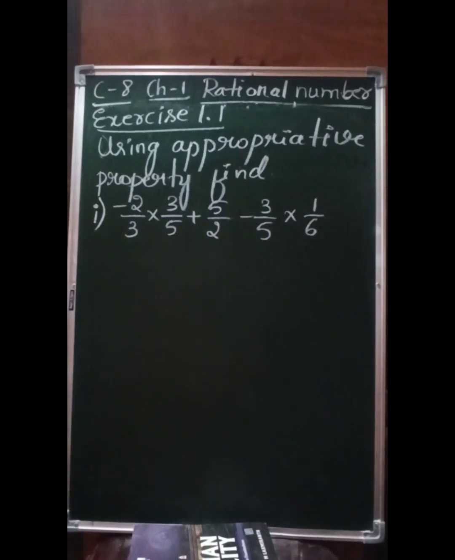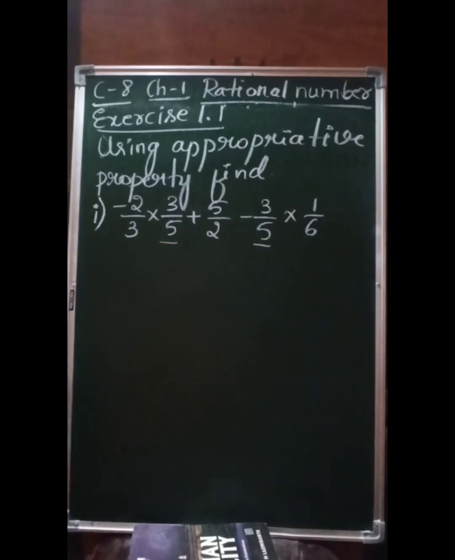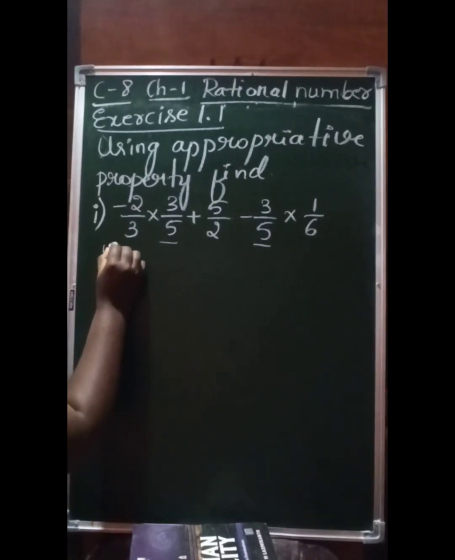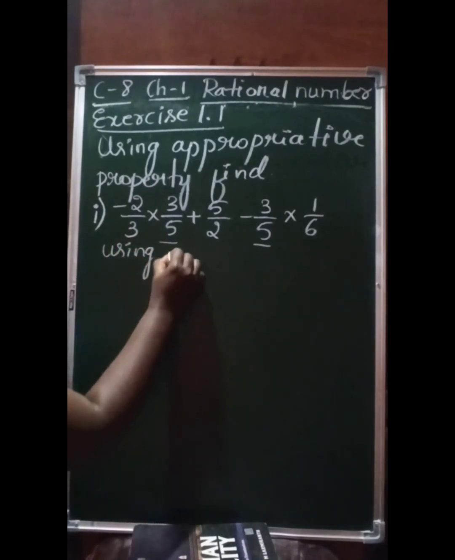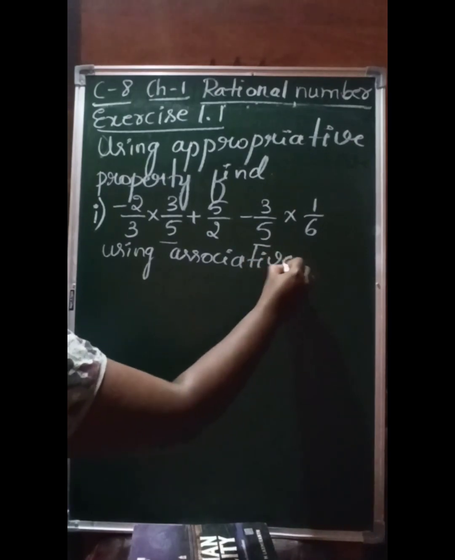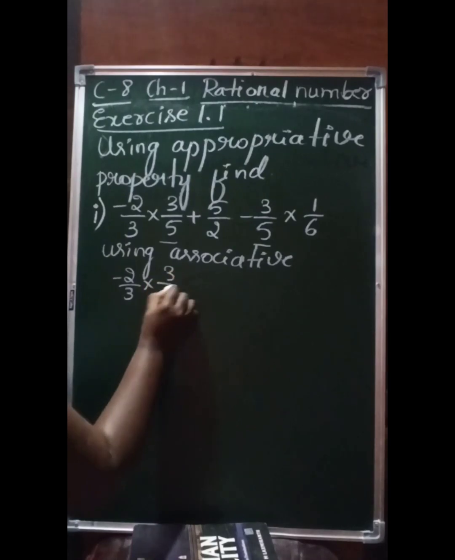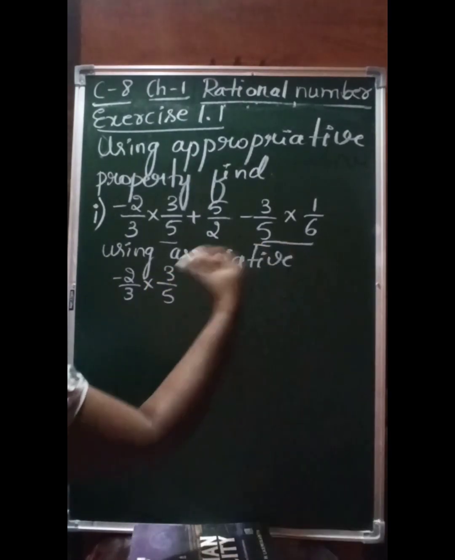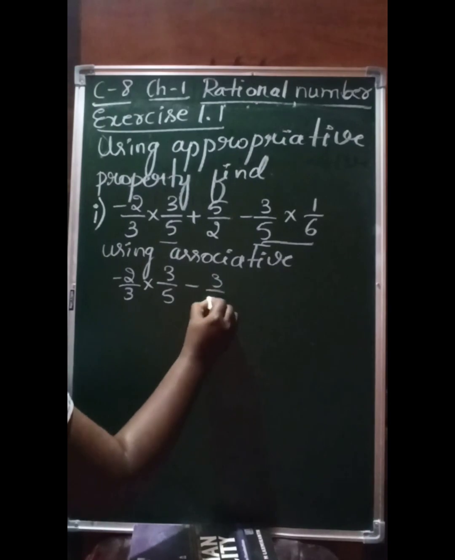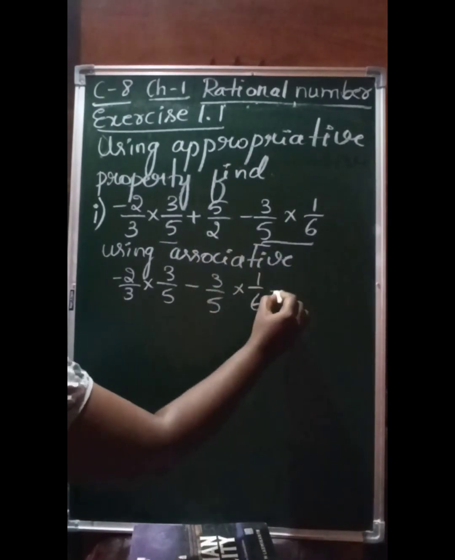By carefully observing this one, here you have 3 by 5 and here also you have 3 by 5. Now by associative property rearrange the given problem. So here using associative property, rearrange the given problem, that is 2 by 3 into 3 by 5. Consider these terms first, that is minus 3 by 5 into 1 by 6. Write 5 by 2 at the last.